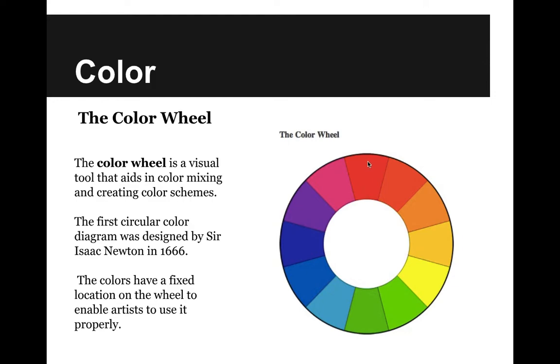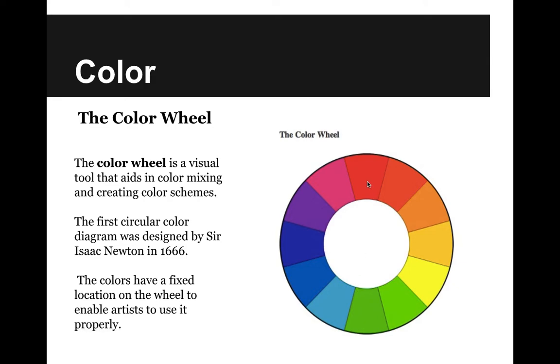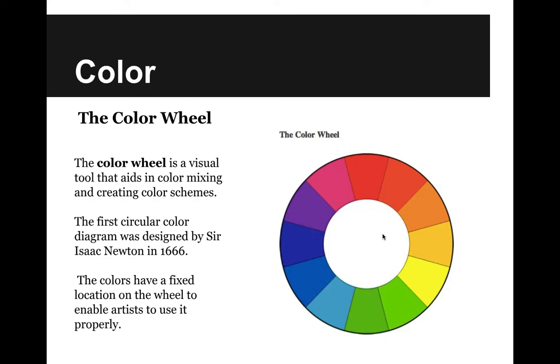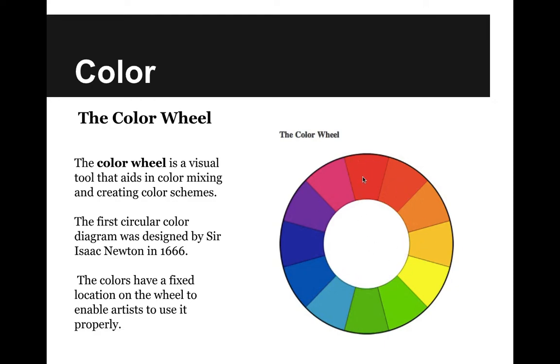However, red does not have to be at the top of the color wheel. Red could be at the bottom of the color wheel. It's a wheel, it can turn. So don't feel like if you see a color wheel where red is over on the right hand side that it's wrong. It just has to be in the right order of the colors. So this thing could go in a circle, like I could spin this as long as I don't change which order the colors go in. Hopefully that makes sense.